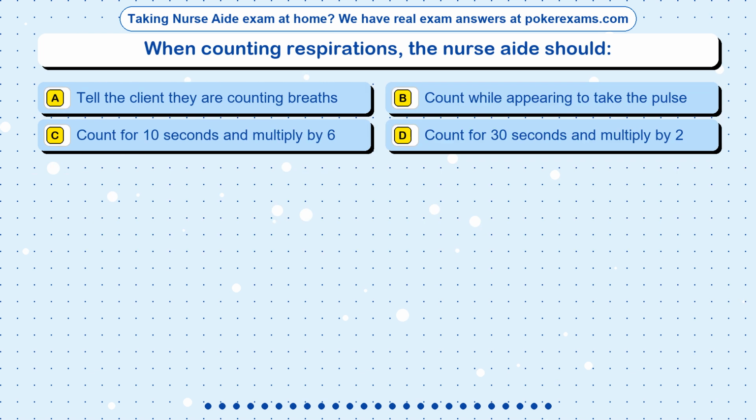Question 6. When counting respirations, the nurse aide should: Option A. Tell the client they are counting breaths. Option B. Count while appearing to take the pulse. Option C. Count for 10 seconds and multiply by 6. Option D. Count for 30 seconds and multiply by 2.